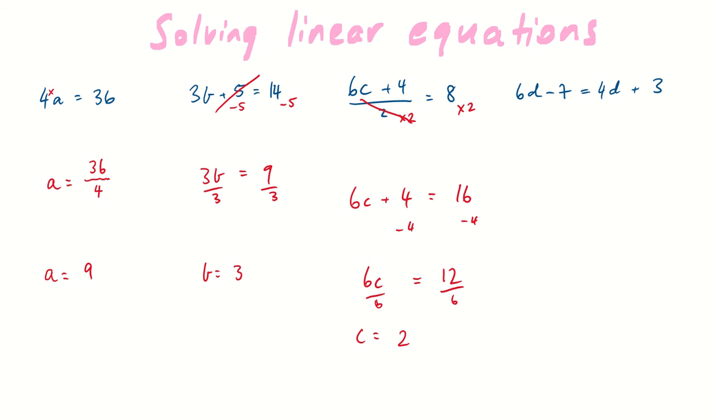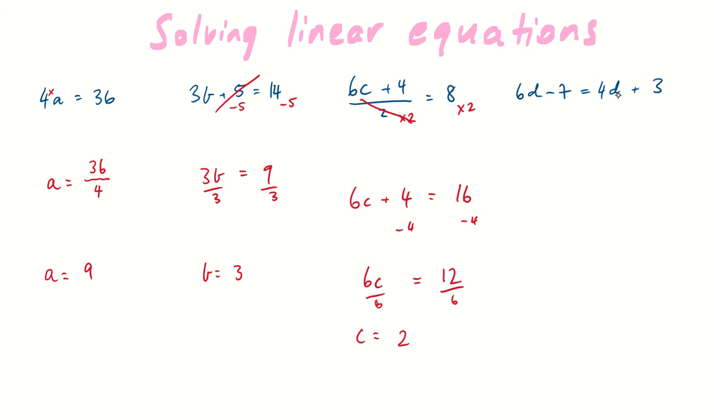And finally, last question. This one's a little bit challenging because now we've got 2 letters. So we need to remove one of those letters somehow, and the process is still the same. What I like to do is I look for the smallest coefficient. So here you've got a 6d, and here you've got a 4d. So I'm going to take this smallest coefficient of 4d, and I'm going to move it to the other side of the equation. How do we do that?